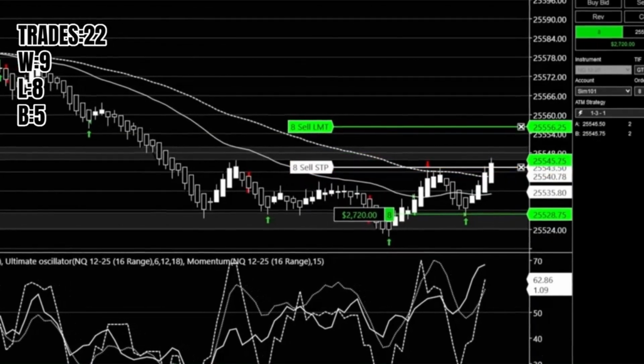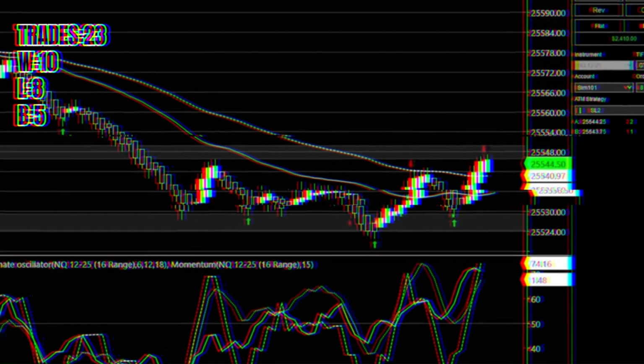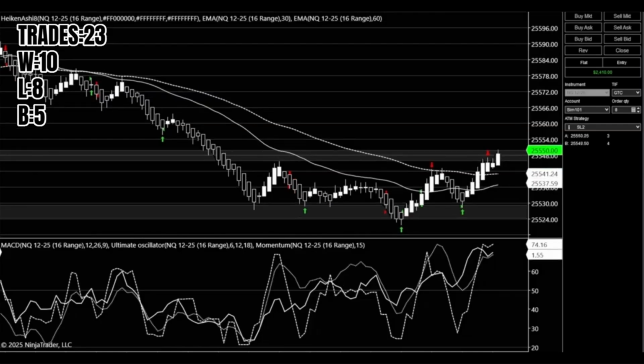Price got close to my take profit, so I moved my take profit higher to try and catch more of the move. As price got near resistance, it slowed down and stopped me for a massive profit.